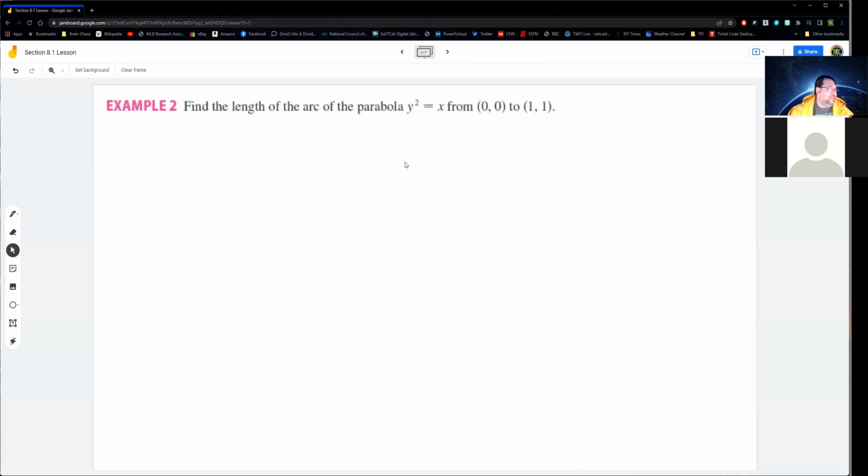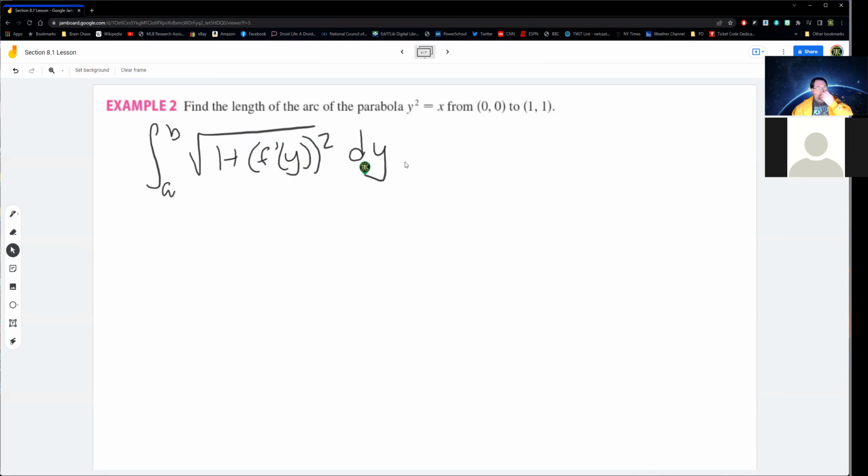So let's look at this one. Now this one's already solved in terms of x, so we're going to use the other format. We're going to do it in terms of y. So I've got x equals y squared. So f prime of y equals 2y.